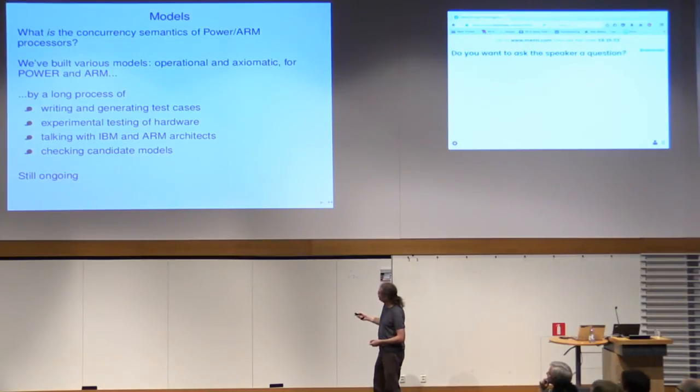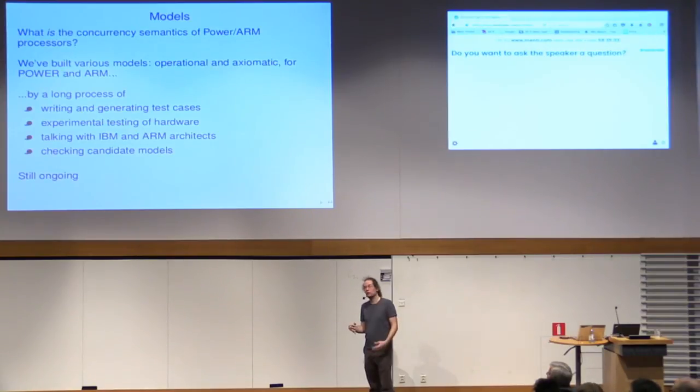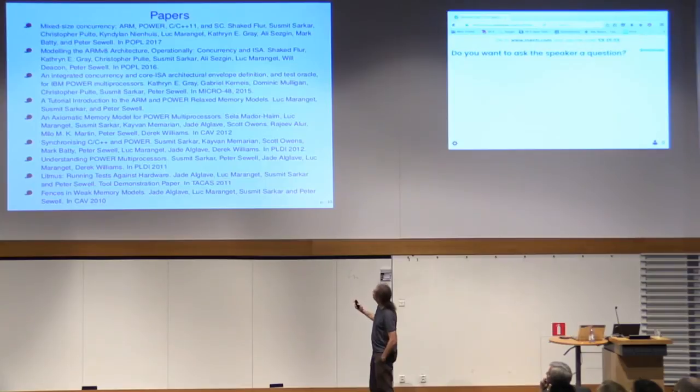checking our models against that experimental data, and from time to time reporting bugs in hardware, and quite frequently fixing up our models and developing them and changing them over time. Right? And this is still ongoing. So there's a sequence of papers which you can read if you have a spare couple of minutes.